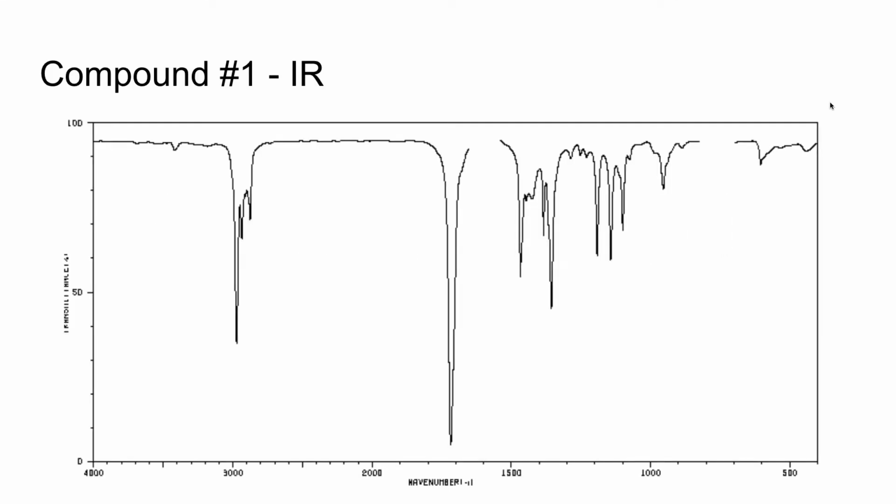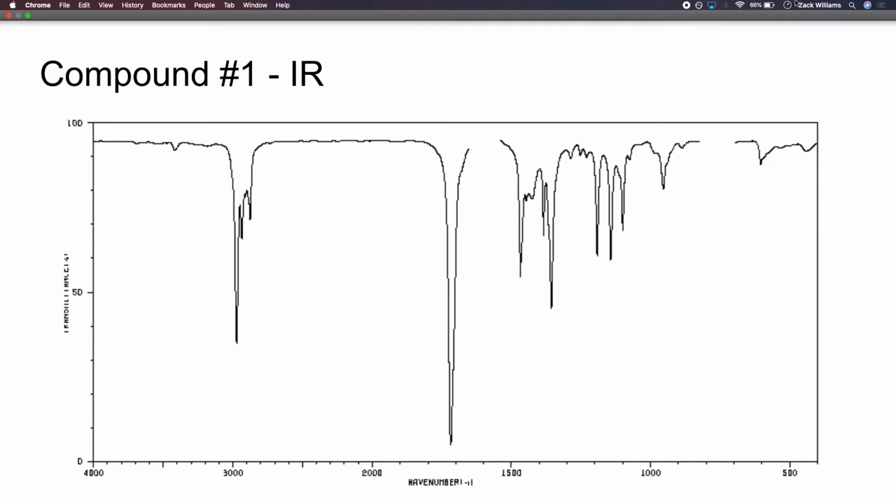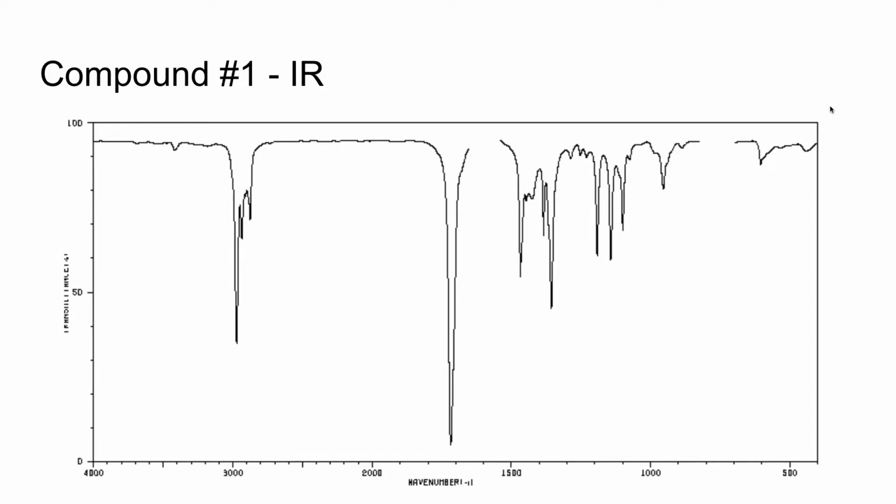So, looking at the IR for this compound, what are the notable peaks that stand out to you, Nelly? One at 1700, the carbonyl one. Right. So carbonyl group, good. Any others? Yeah, the peaks at 3,000. So that's about it, right?